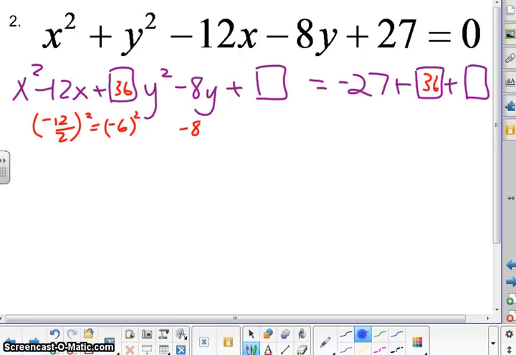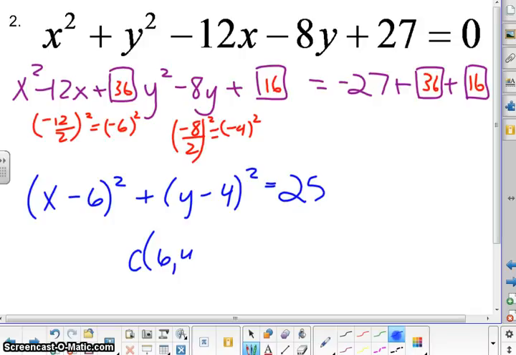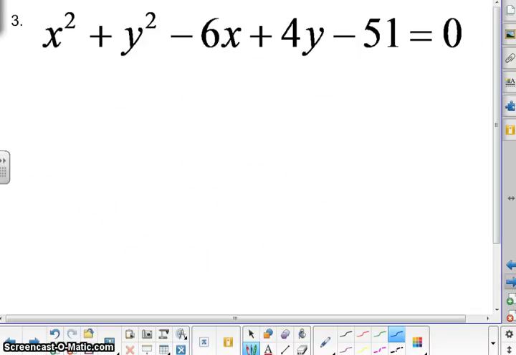The next one, we have negative 8 over 2, and we're going to square that to get negative 4 squared. So that's going to give me a 16 for both the left side and the right side. And let's go ahead and factor. So that would be (x minus 6) squared plus (y minus 4) squared equals, and after you add all of those together, you get 25. So the center point is (6, 4), and the radius is 5. Let's go on to number 3.